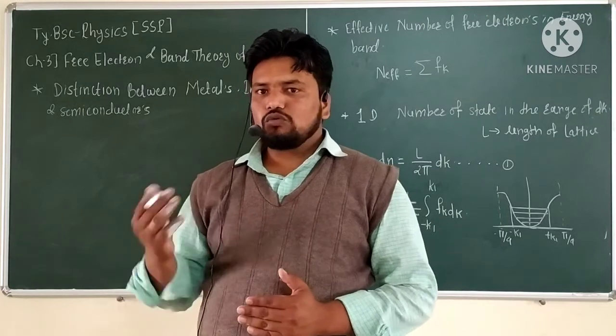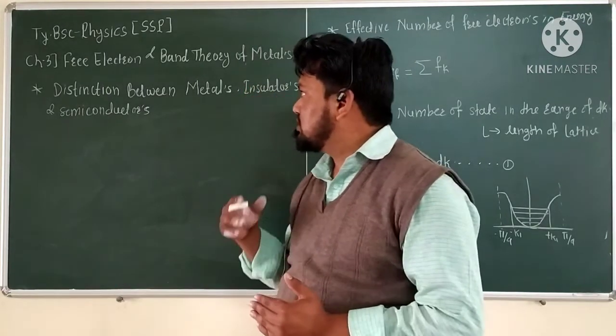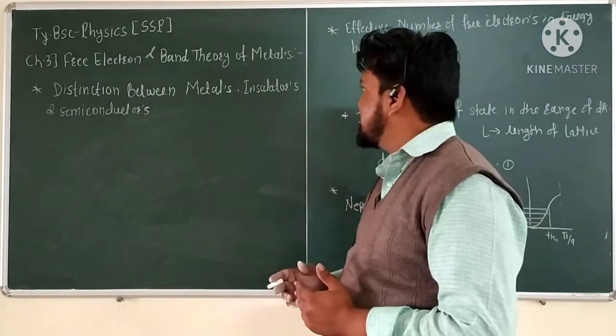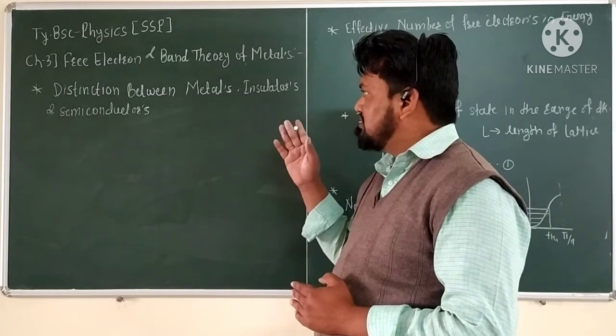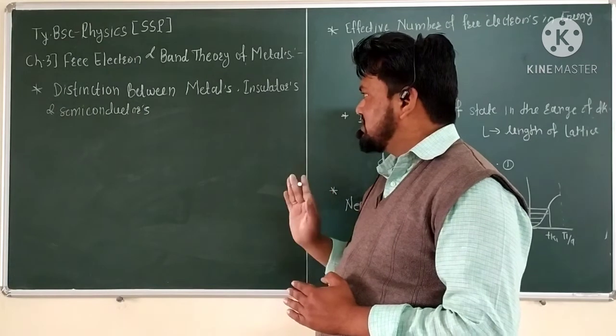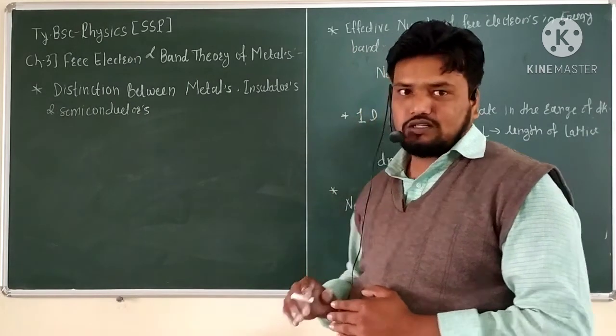Today we want to continue our third chapter, which is free electron and band theory of metals, and we want to continue the point which is the distinction between the metals, insulator and the semiconductor.